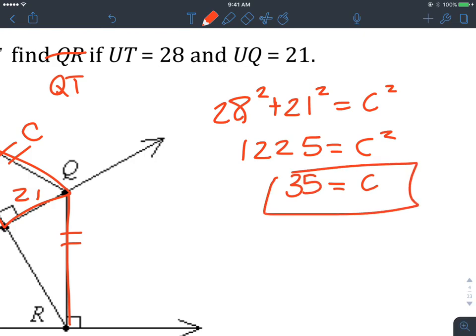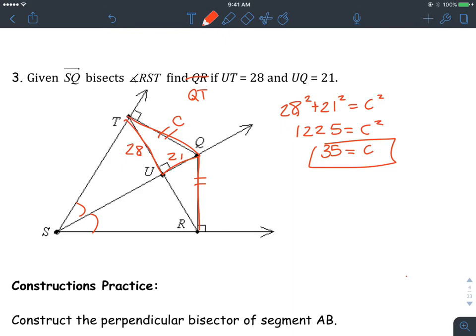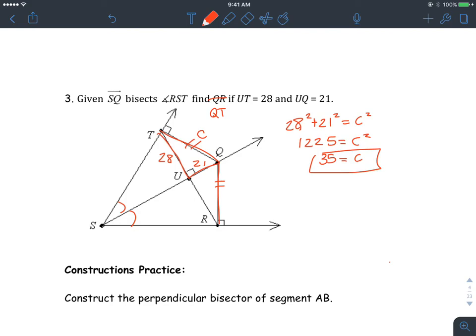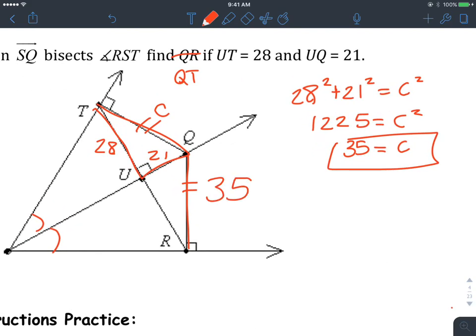I guess, too, from the beginning, if you notice that the sides are both multiples of 7, that could help us out. 35 is also a multiple of 7. But anyways, that's all you have to do on that one. We found c to be 35, so therefore QR is truly 35 for the distance there.